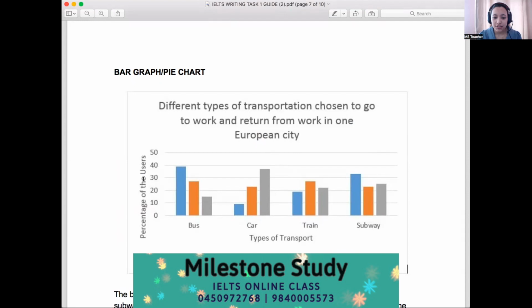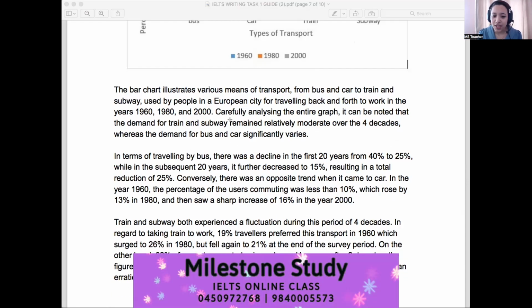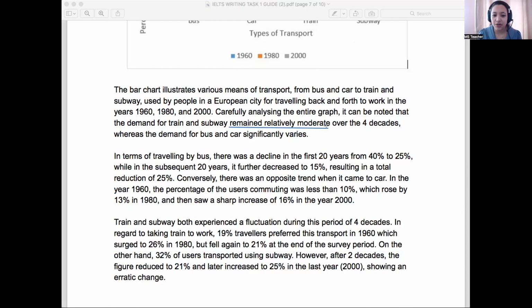Let's do a bar chart together. Here I have a bar chart in front of me, as you can see on your screen. So let's see where we can use the trends that we talked about earlier in this video. In the first paragraph, we have used the phrase remained relatively moderate to describe the trend of the bar chart. In the second paragraph, we have used a decline in the first 20 years. Then we have it further decreased to 50%, 15%.